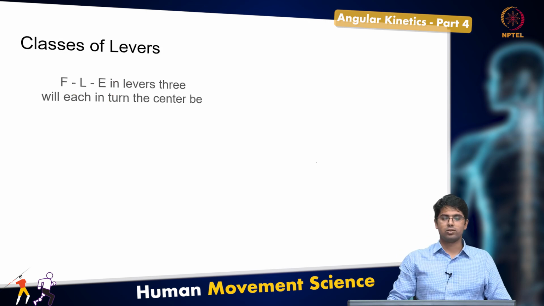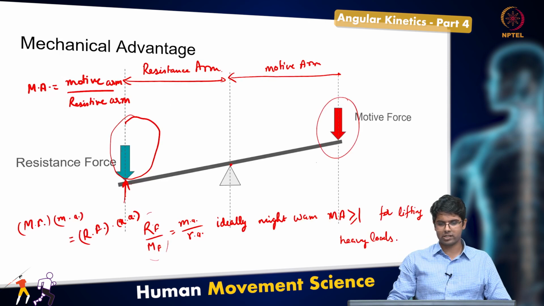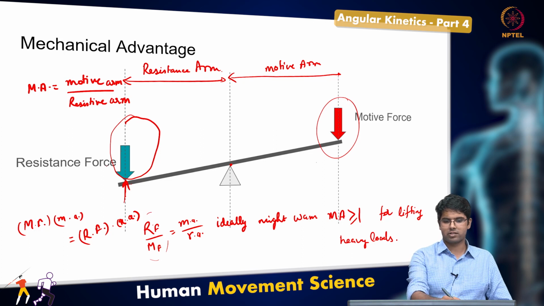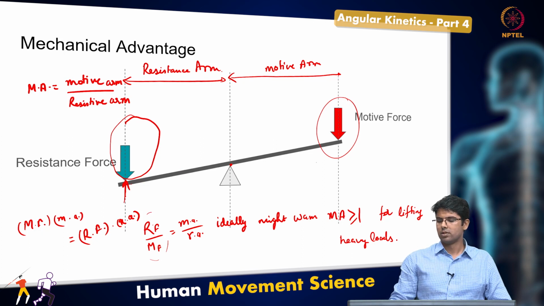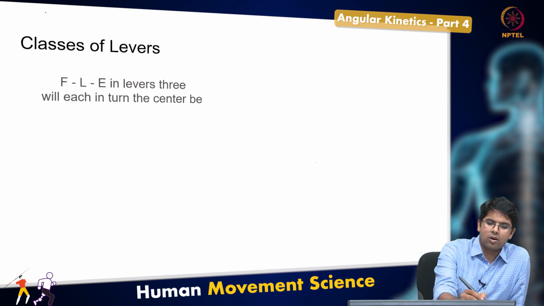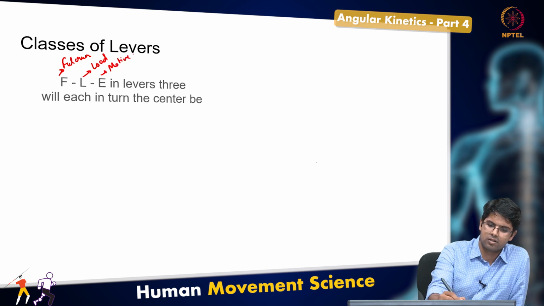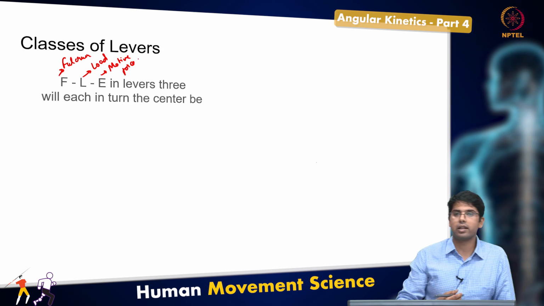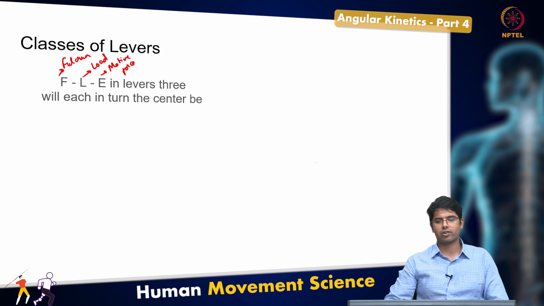So that brings us to classes of lever. Now if you notice here, there are 3 elements, right? Motive force, resistance force, and fulcrum. So we will call F as fulcrum, resistive force as load, motive force as effort. So this is a handy sort of rhyme to remember. FLE in levers 3 will each in turn the center be.